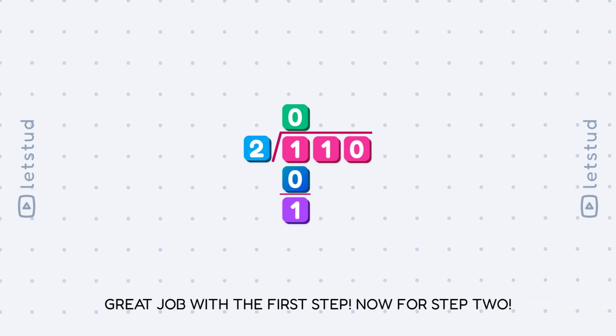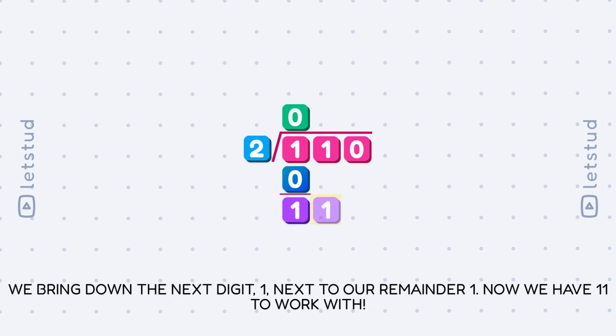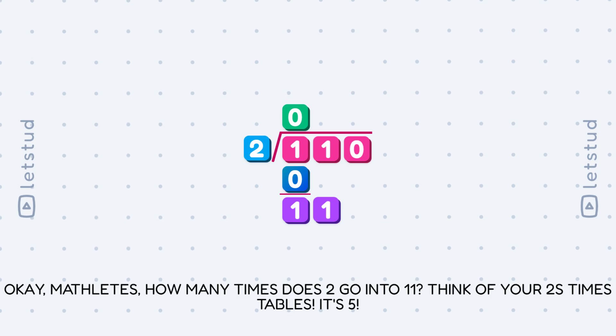Great job with the first step, now for step 2. We bring down the next digit 1 next to our remainder 1. Now we have 11 to work with. Okay, mathletes, how many times does 2 go into 11? Think of your 2's times tables, it's 5.